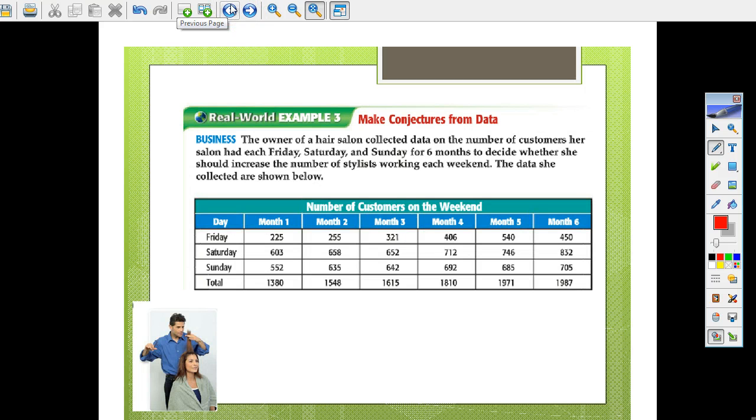Okay, here's a real life example. If you are a business owner of a hair salon and you collected data on the number of customers your salon had each Friday, Saturday, Sunday for 6 months to decide whether you should increase the number of stylists working each weekend. The data she collected are shown below. So each month, Friday, Saturday, Sunday, she collected data on how many customers she had each day.